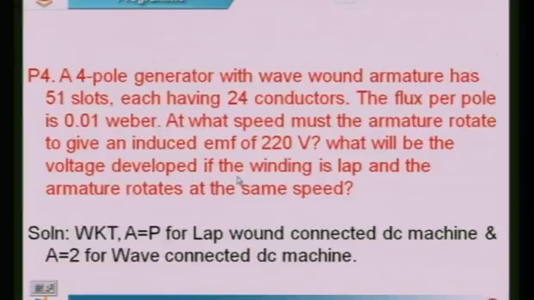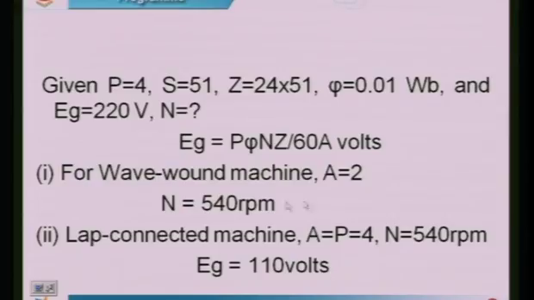In the next part of the problem, you have to find out what will be the voltage developed if the winding is lap and the armature rotates at the same speed. Whatever speed you have calculated, at the same speed the machine will be lap connected. Now you have to find out what is the generated EMF. Okay. In case of lap connected, the number of parallel paths is equal to number of poles, that is equal to 4. The speed calculated when the machine was wave wound is 540 rpm. You have to maintain the same speed and calculate Eg by substituting the values in this equation. Eg is equal to 110 volts.